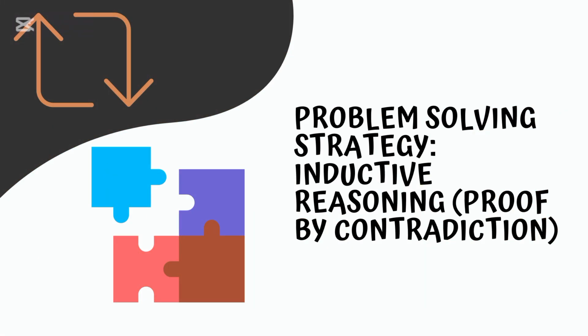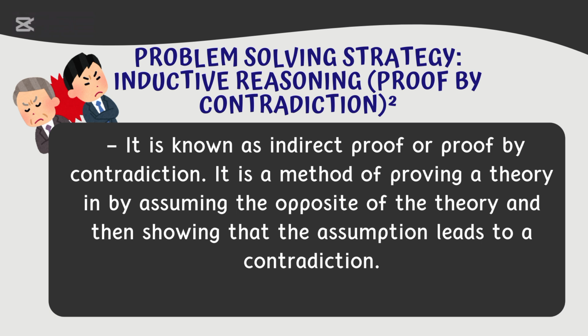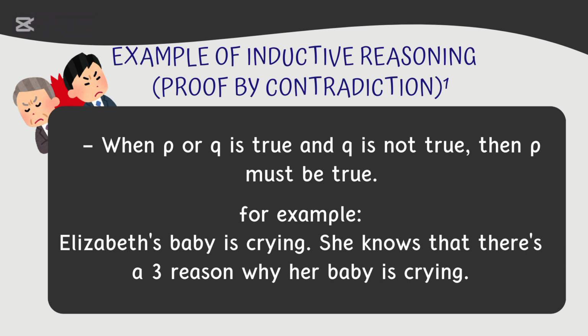Now, let's talk about inductive reasoning. Ano nga ba ang inductive reasoning? Inductive reasoning, or known as indirect proof, is a proof by contradiction. It is a method of proving a theory by assuming the opposite of the theory and then showing that the assumption leads to a contradiction. So, when we say contradiction, a contradiction is a combination of statements, ideas, or features of a situation that are opposed to one another. For example, Elizabeth's baby is crying.